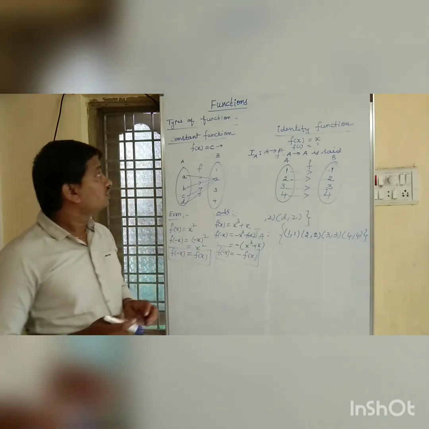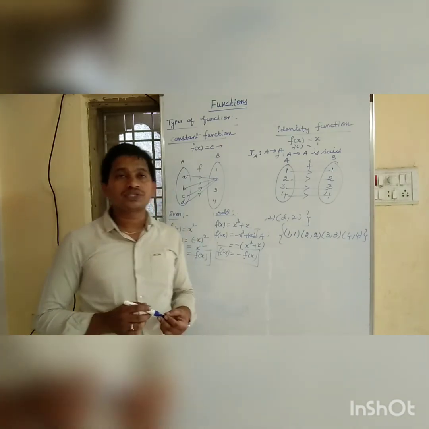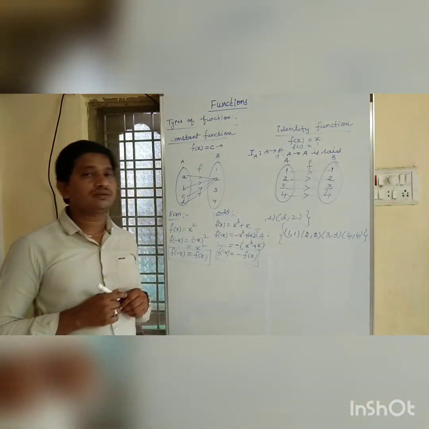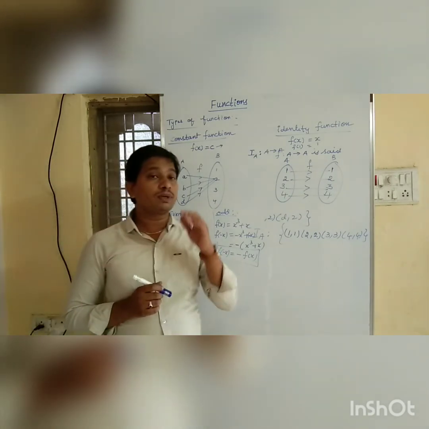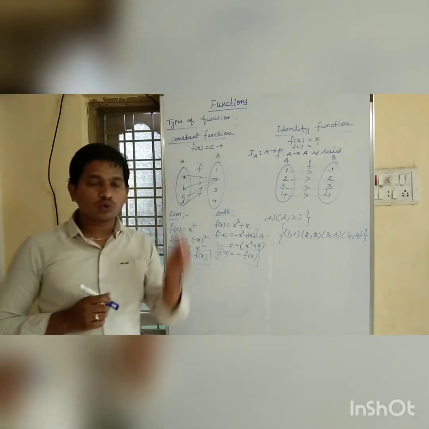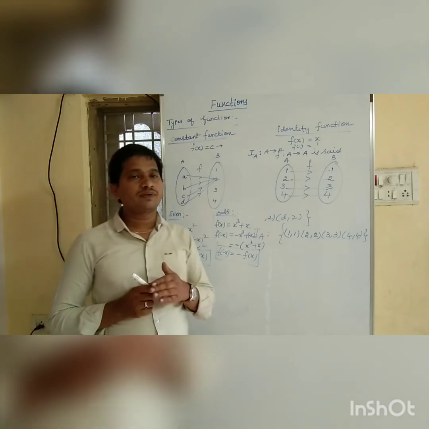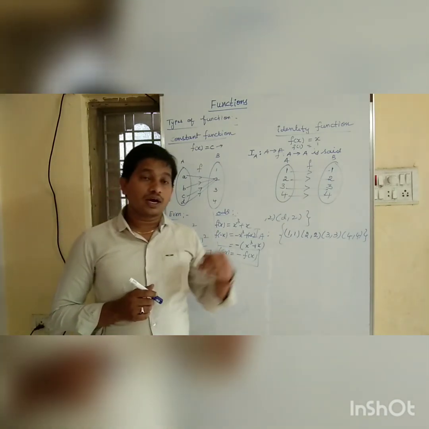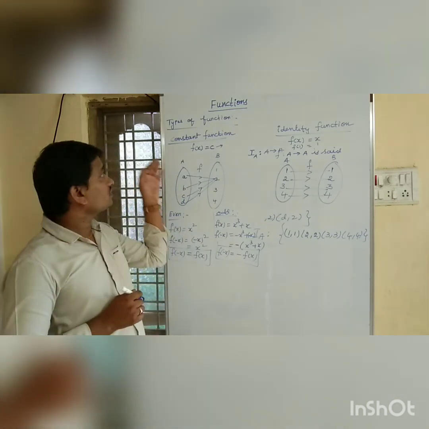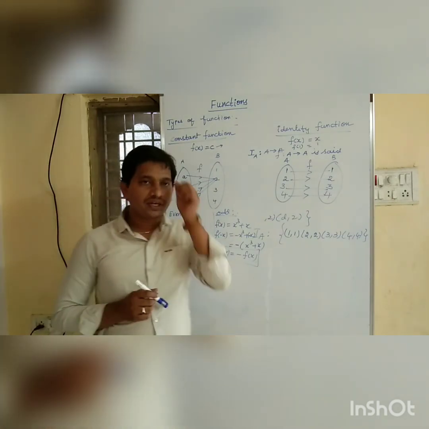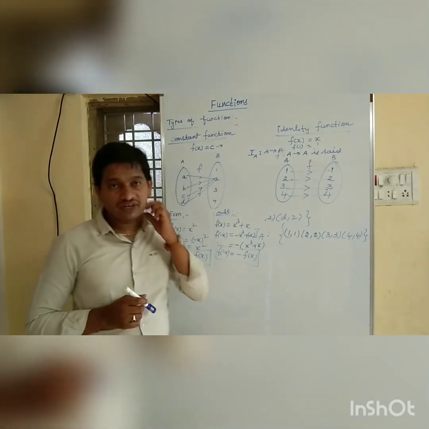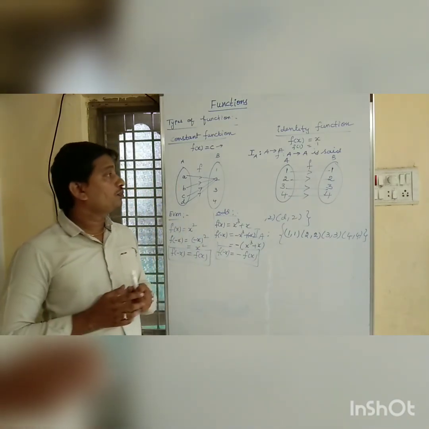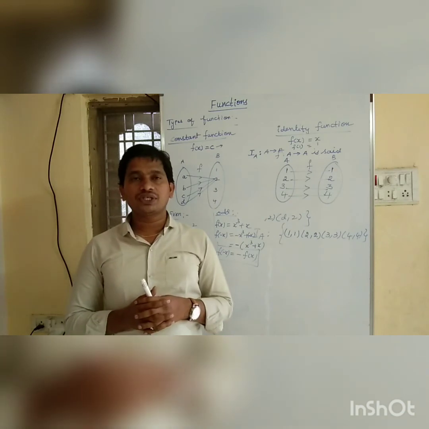Okay. So this is about the types of functions, and we have discussed in this video what do you mean by function, and what do you mean by domain, and what do you mean by codomain, what are the types of functions, I mean one-one function, onto function, and also bijection, constant function, identity function, and what do you mean by even function, and what do you mean by odd function. Okay, I hope you understood, children, what are the types of functions.